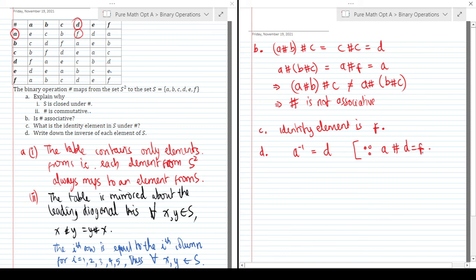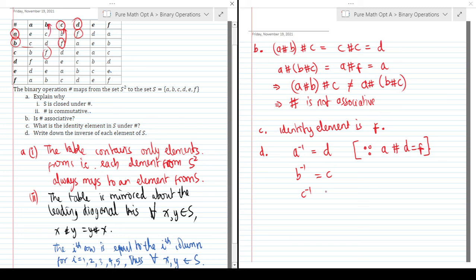Okay. What about B? What's the inverse of B? Look, I start off with B here. Where do I get F? I get F over here. So it means that C is the inverse. B inverse is C. Again, because B star C gives me F, which is the identity. C inverse was the inverse of C. The inverse of C is B.